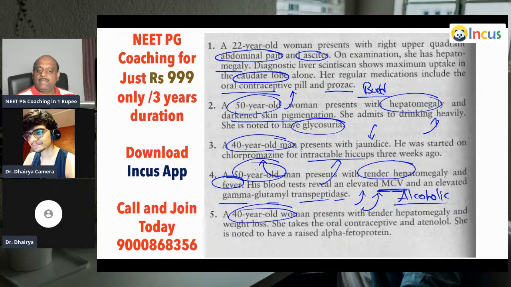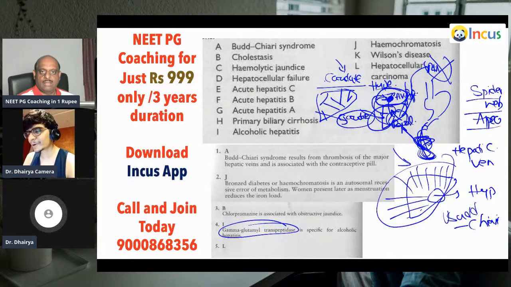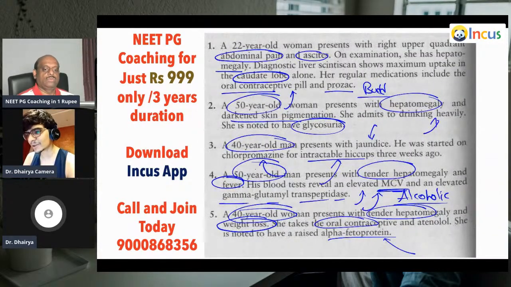Now, 40-year-old women, tender hepatomegaly on oral contraceptive pills. There is also weight loss, very important too, along with raised alpha fetoprotein. So what is your diagnosis, doctor? Now, this patient who has come with hepatomegaly along with very important weight loss, along with an increased alpha fetoprotein. Now, without the alpha fetoprotein, you would have thought of multiple other diagnoses that could be possible in a 40-year-old. You could have thought of benign liver diseases. You could have thought of a lot of other things. But when this patient comes with such a specific feature, then you have to think of carcinoma.